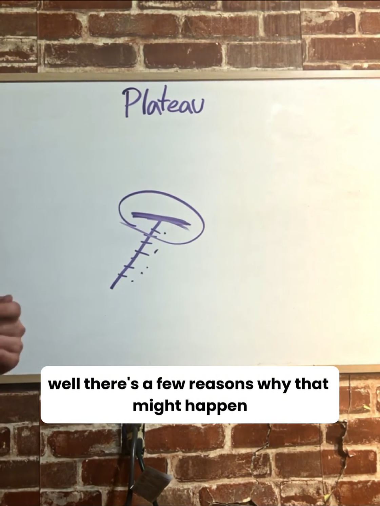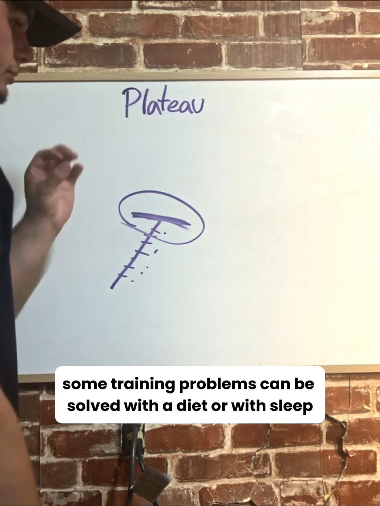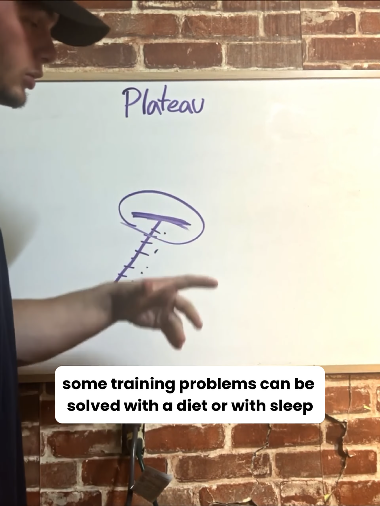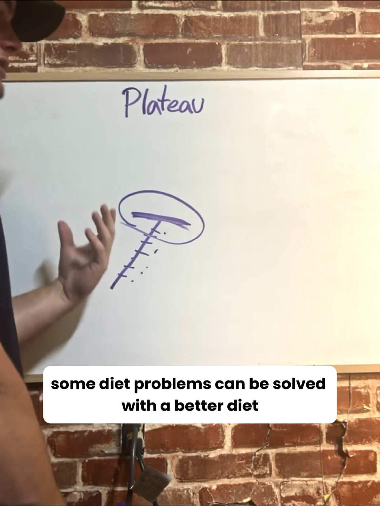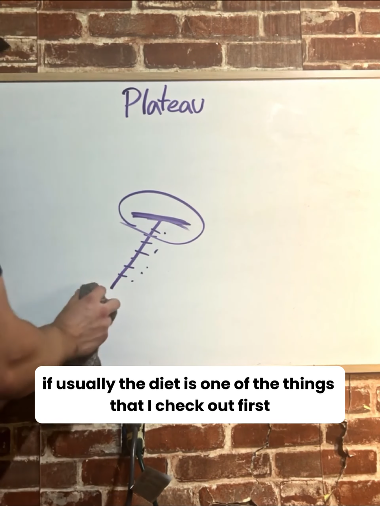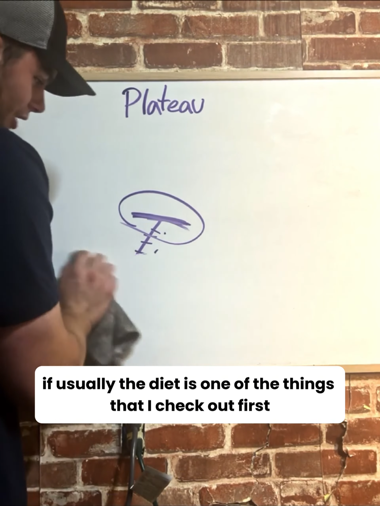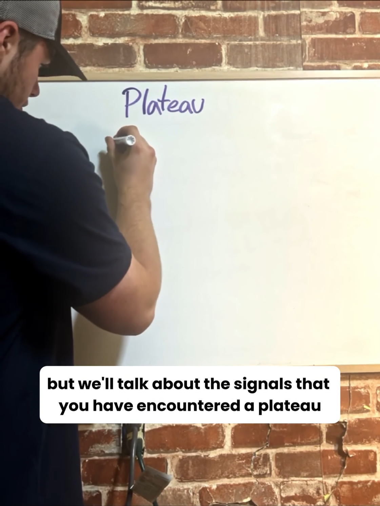Well, there's a few reasons why that might happen. And it's not just because of your training. Some training problems can be solved with a diet or with sleep. Some sleep problems can be solved with a better diet. Some diet problems can be solved with a better diet. Usually the diet is one of the things that I check out first, but we'll talk about the signals that you have encountered a plateau.